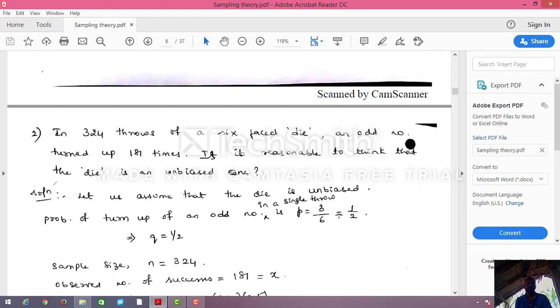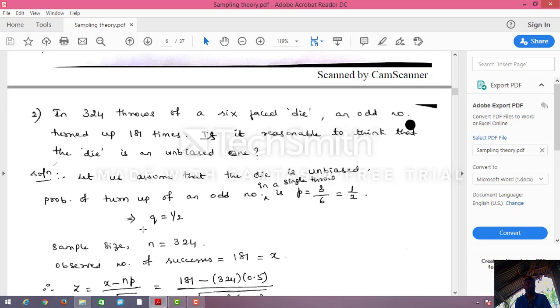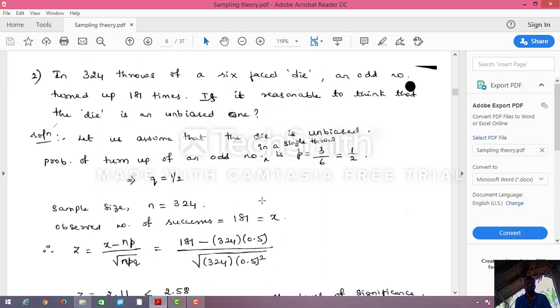3 by 6 is nothing but 1 by 2. When P is 1 by 2, what about Q? Q is also 1 by 2. Today I told Q equal to 1 minus P. Next, sample size. How many throws are we doing? That is nothing but N. N is nothing but 324. Now, how many times does head turn up? 181 times. The observed number of successes should be 181.